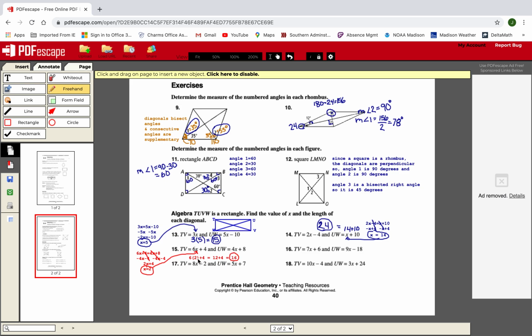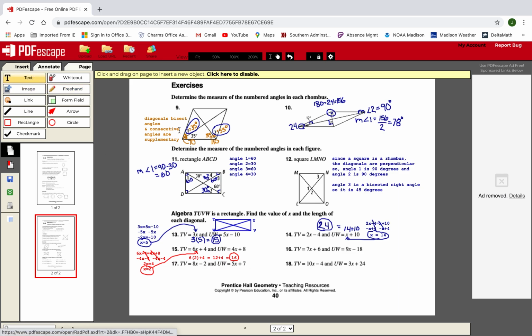Okay, so just to make sure that you know what I'm doing here, it says find the value of x and the length of each diagonal. So I found the value of x, and then I substituted that back in. And then the single number that I'm circling in each one of these is the length of the diagonal after I have substituted that x back in.